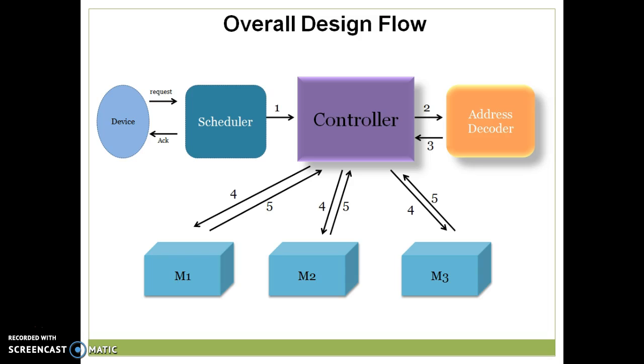Overall design flow of the architecture is whenever device sends a request, it sends it to a scheduler, which then forwards it to a controller. Controller transfers the signal to address decoder, and address decoder gives a memory address value to the controller. The controller then controls memory M1, M2, M3 according to the read-write operations.